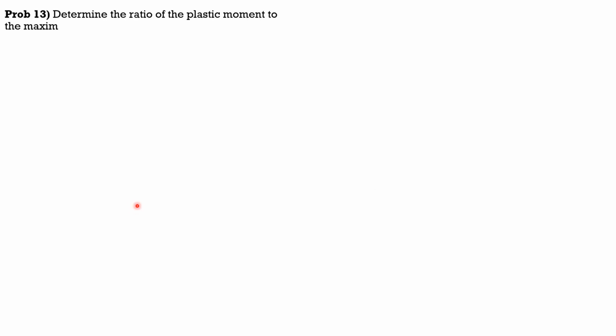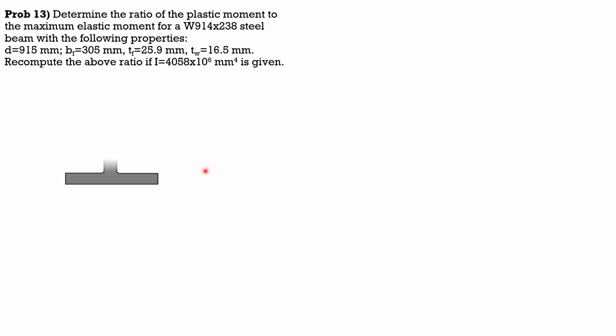Determine the ratio of the plastic moment to the maximum elastic moment for a W 914 by 238 beam, steel beam with the following properties. So the moment of inertia with respect to the strong axis, which is the x-axis, is not given. So we will compute it and let's treat all these dimensions as solid rectangles. Then we have the second requirement to compute the above ratio if the moment of inertia is 4058 times 10 to the 6 mm to the fourth is given.